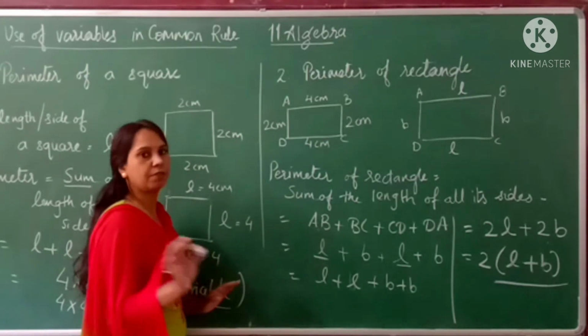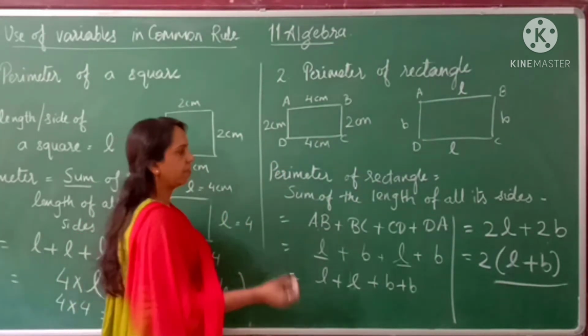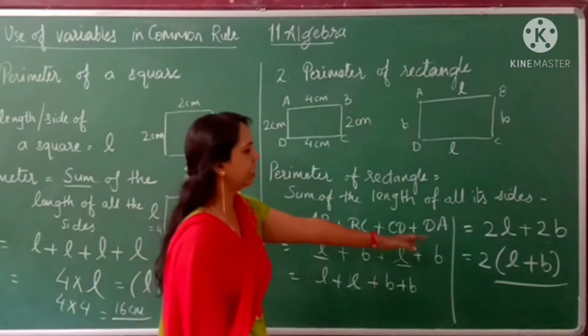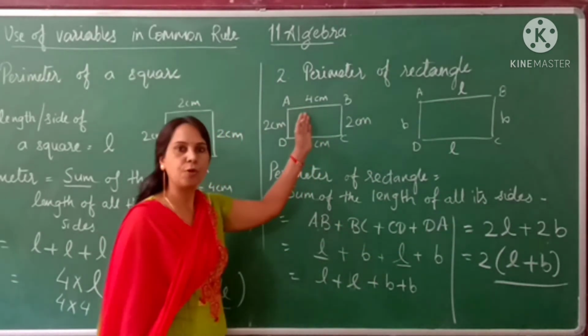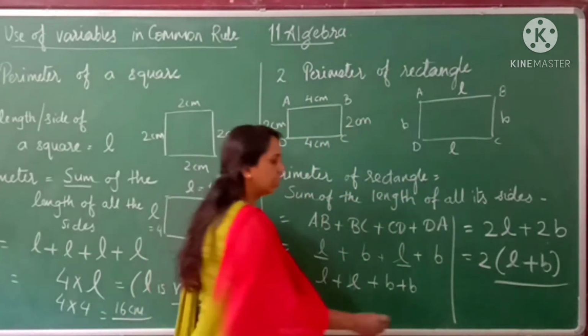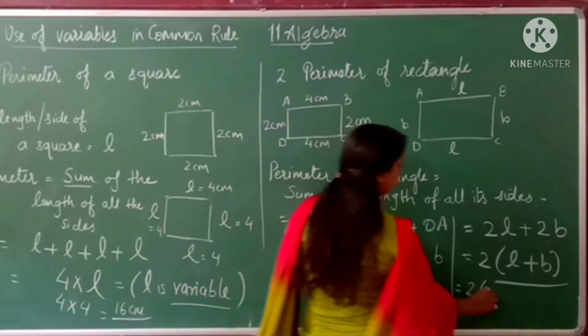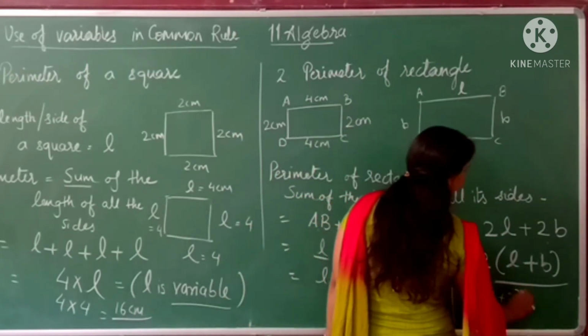Now when we put in the values, we are taking the same example, and let us put in the values and find the answer. What is our L here? Here it is 4 cm. What is B here? It is 2 cm. So let us write down here L is 4 and B is 2.